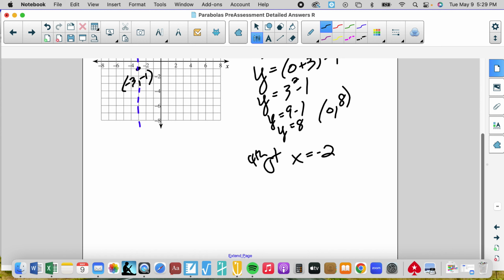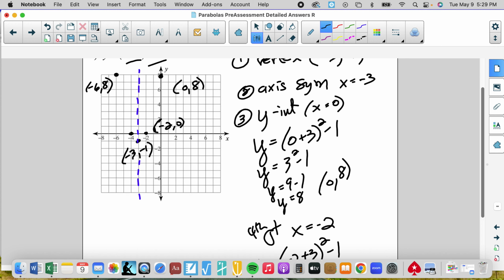x equals negative 2. Y equals negative 2 plus 3 quantity squared minus 1. That gives me 1 squared minus 1. That gives me 1 minus 1. That gives me 0. So when I plugged in negative 2, I got 0. Negative 2, 0. Oh, I like that. Negative 2, comma 0. And then mirror it. Takes me to negative 4, 0. I've got 5 points, and I can graph it.